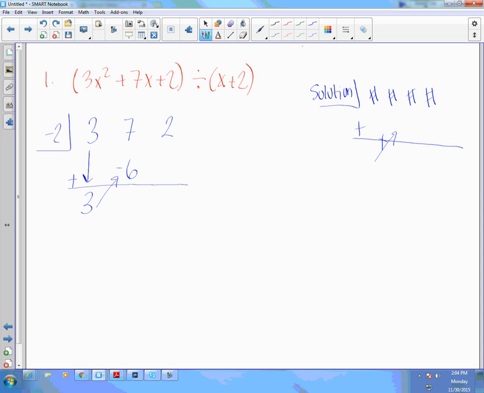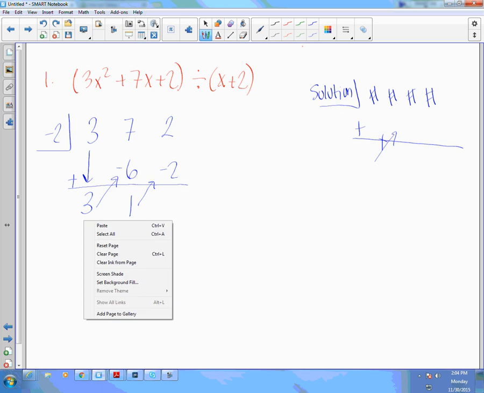7 minus 6 is 1. I take that 1 and multiply it. Negative 2. Okay, so anything down here, underneath the line, you multiply to a box. 3 times negative 2 is negative 6. So then I put it in my next column. And then I add 7 minus 6 is 1. And 1 times negative 2 is negative 2. Now I add 2 minus 2 is 0.